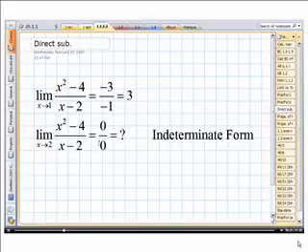This is not 0, it's not undefined, it's indeterminate. So we don't really know what that is at this point, and so more study is needed, as we'll see when we start to solve limits analytically.